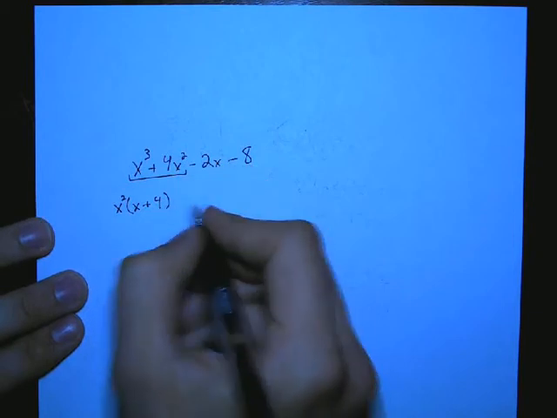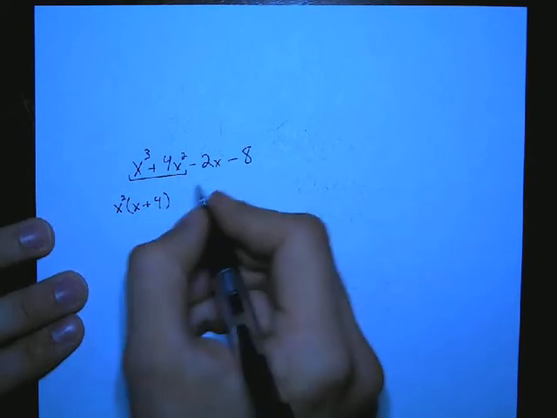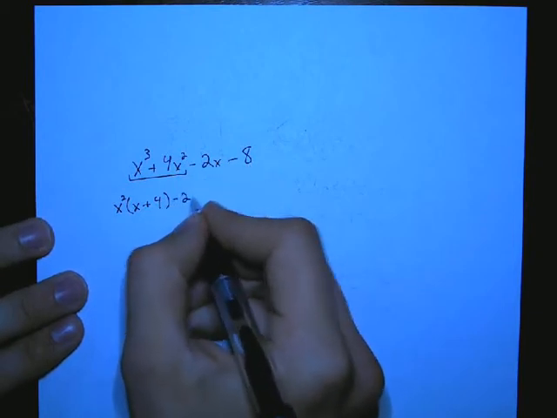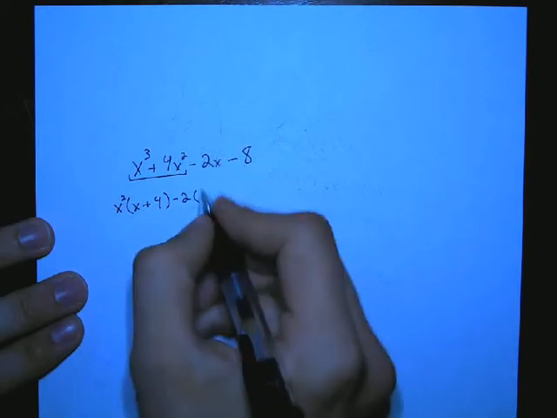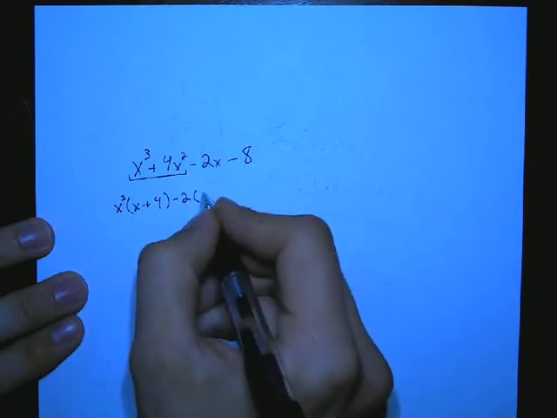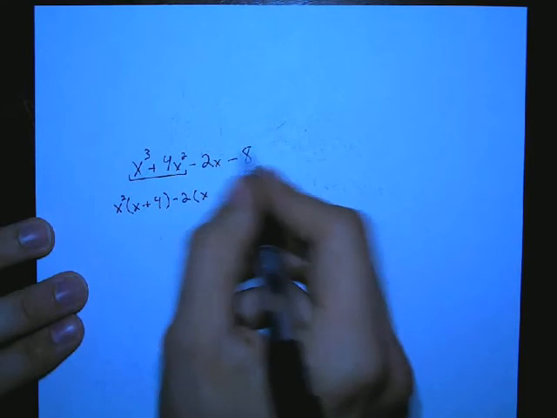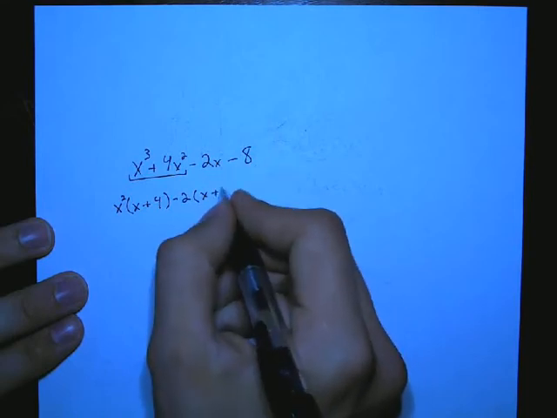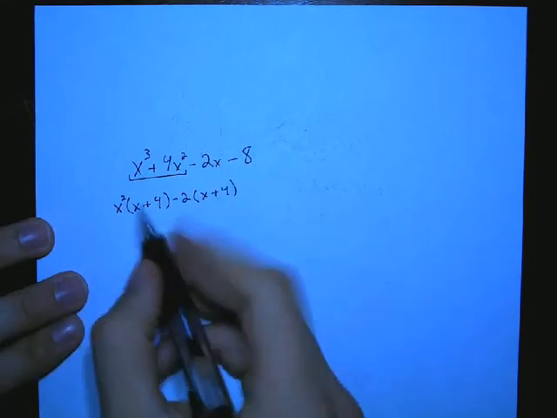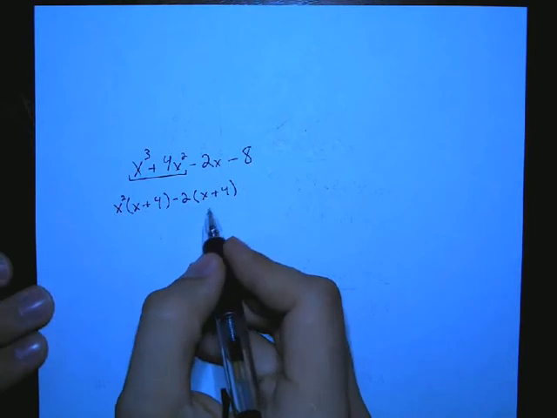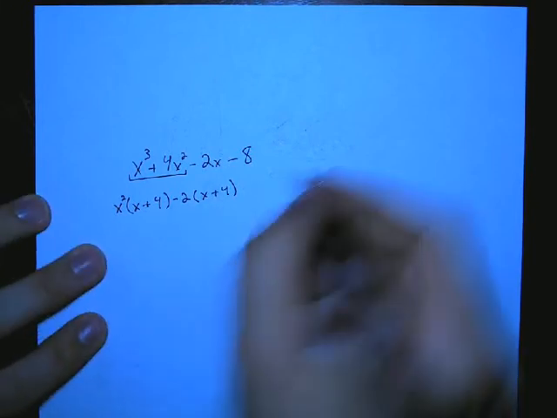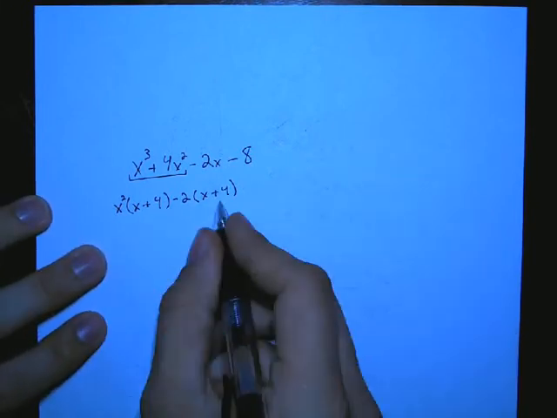Over here, they both have a negative 2. So I'm going to pull that negative 2 out. And divide a negative 2 out of negative 2x, you get x, or negative 2x rather. Divide a negative 2 out of negative 8, and you'll get a positive 4. You'll notice that these two are the same. Very important, and this is why. We're going to combine these two up.